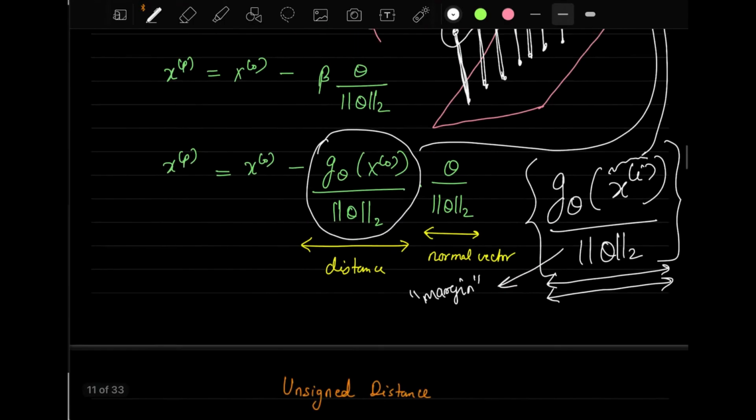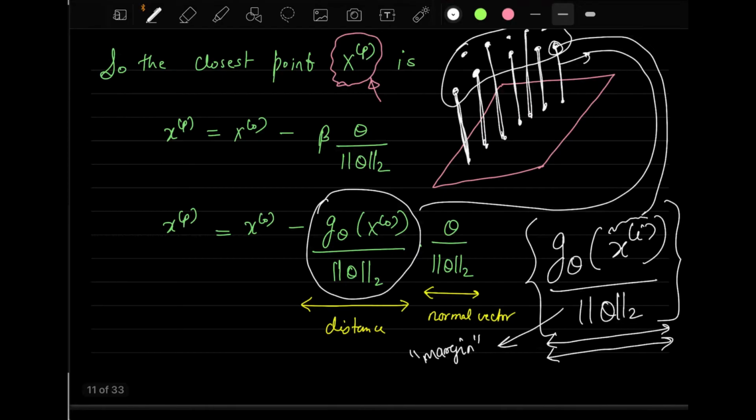So is it clear now? If you have any questions here, let me know. Otherwise, we'll move forward, because these are the basics, fundamentals which are required to understand the support vector machines.